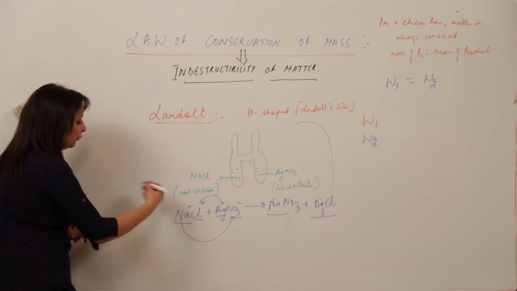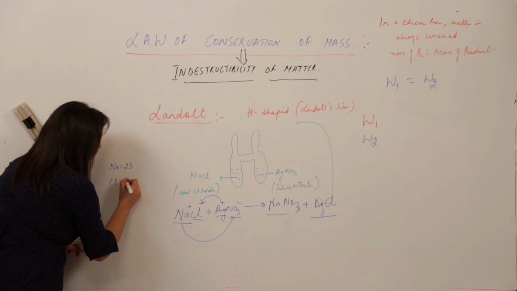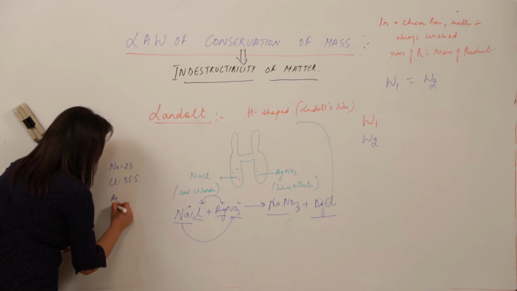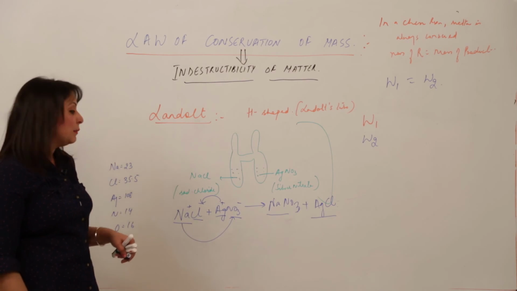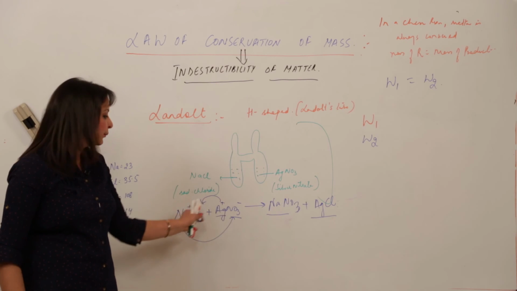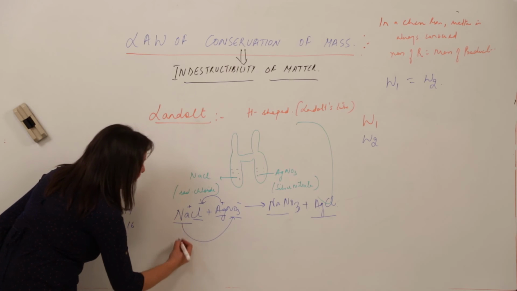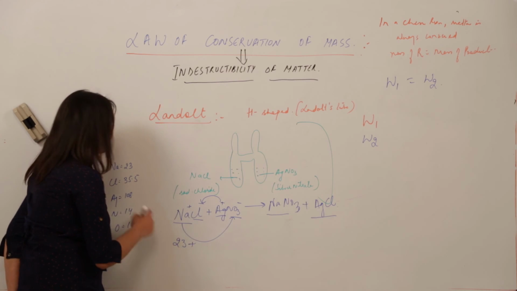We know the atomic mass of Na is 23, for chlorine it is 35.5, for silver it is 108, for nitrogen it is 14 and for oxygen it is 16. So let us see the mass of the reactants first. How do we calculate the mass of NaCl? Na is 1 atom, so I take it as 23. Two different atoms, we put a plus sign. Cl is 35.5.